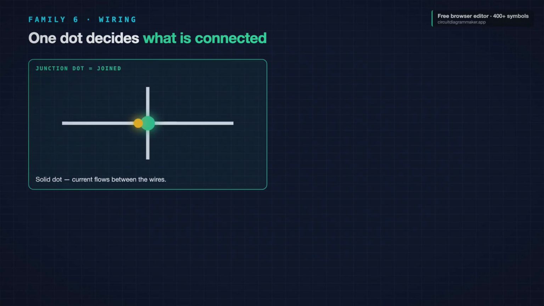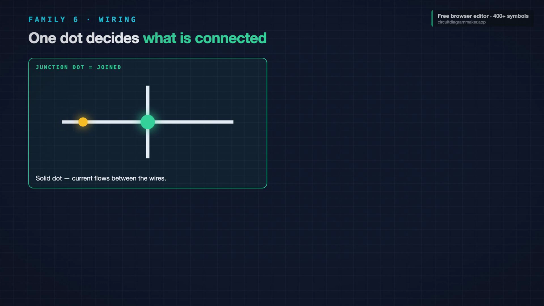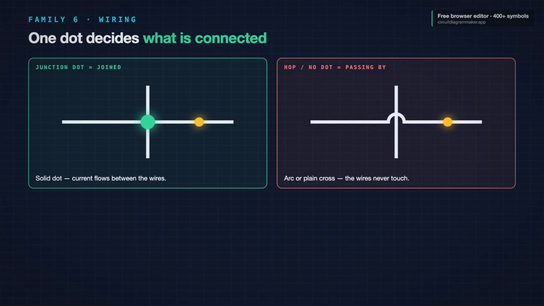Family 6 is not really components at all. It is the wiring, the lines between everything. And it hides the single most misread symbol in electronics. Look at 2 wires that cross. Do they connect or not? The answer is one tiny dot.